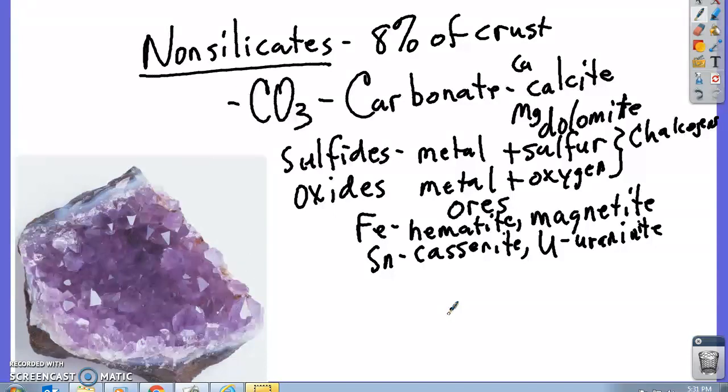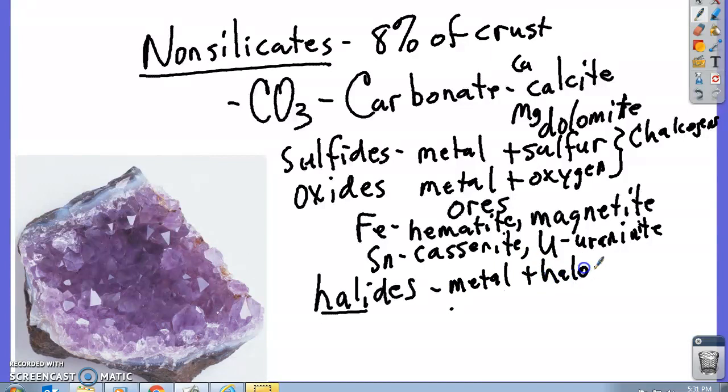Now we have halides, which we should recognize again, the halo prefix. This is the halogens. So these are a metal plus a halogen, or the salt-forming minerals. A lot of these are chlorines. Sodium chloride is rock salt, halite.